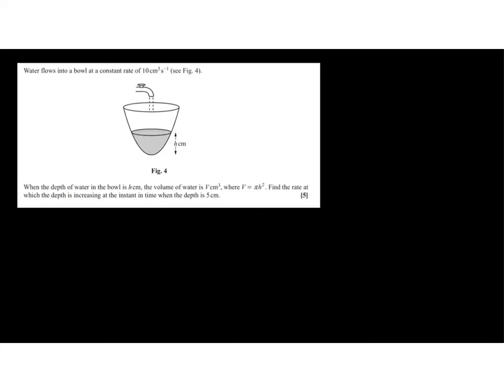So the last example that we're going to look at here, water flows into a bowl at a constant rate of 10 centimetres cubed per second. So instantly you should be thinking, what is this information that we have been given here? So centimetres cubed per second, so that's volume, centimetres cubed per time, seconds. So dV by dt is 10 centimetres cubed per second.